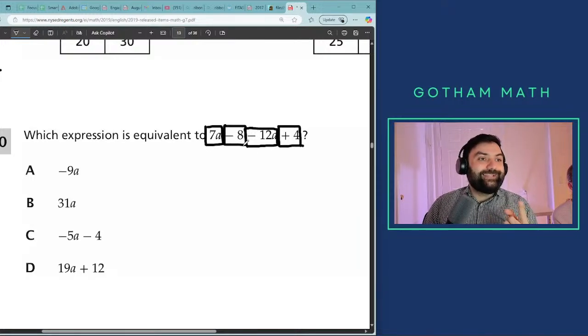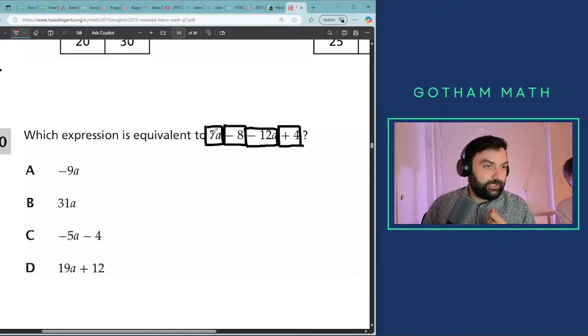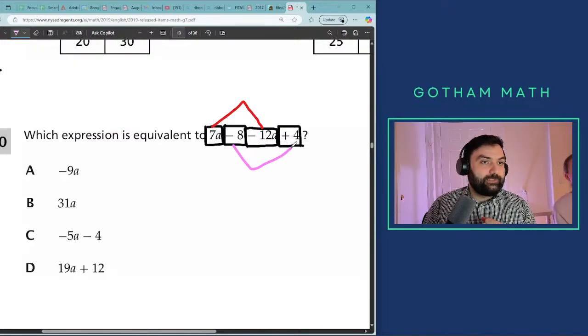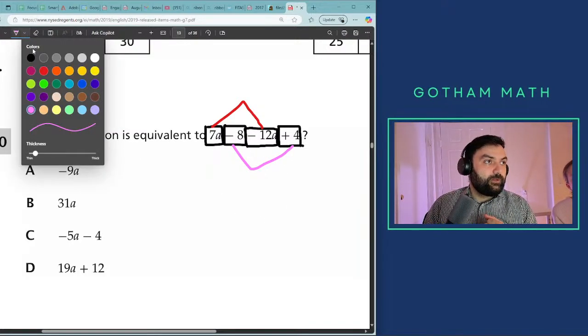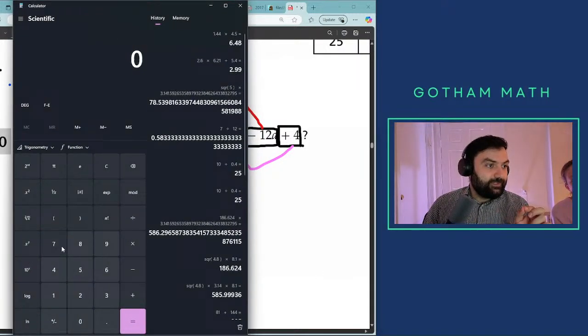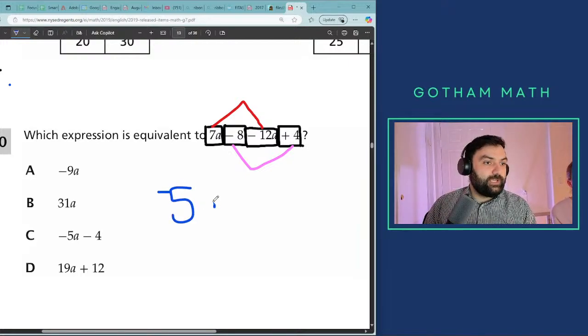Now we have to combine the like terms. Only the ones that are basically the same family of terms can be combined. So 7a and negative 12a will be one family of terms, and negative 8 and positive 4 will be the other family of terms. All right, let's do it. So 7a and negative 12a combined together is just 7 minus 12. It's negative 5. Just don't forget to put the a, because they're from the a family of terms.